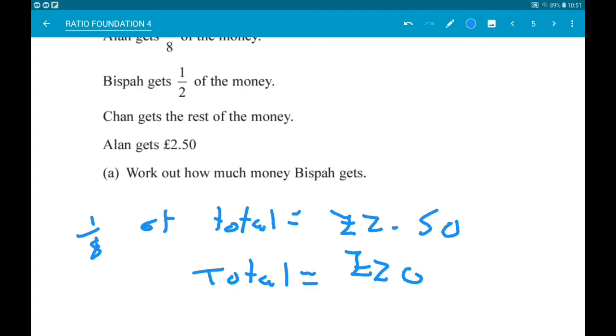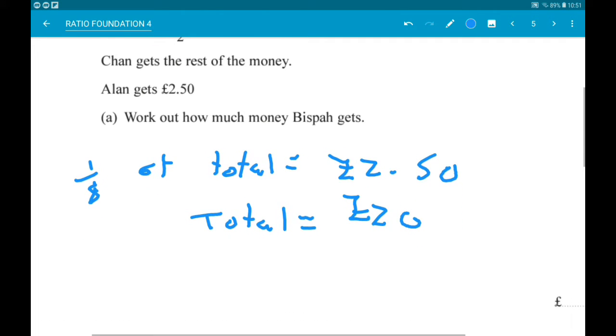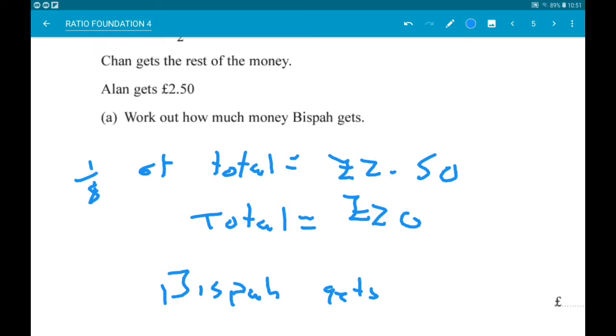Okay, so we know Alan gets £2.50. We know that we're trying to work out how much money Bispar gets. Bispar gets 1/2, so Bispar gets £10.